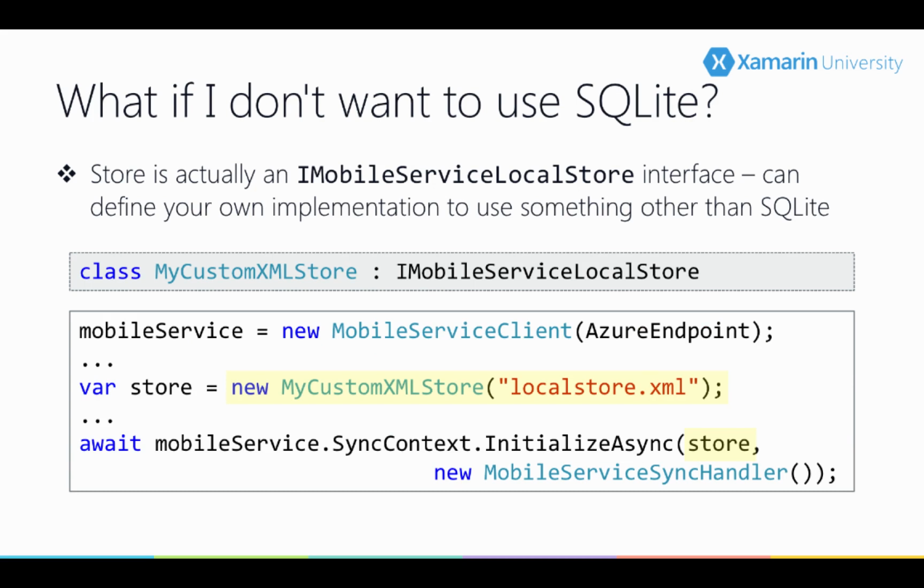Now, we mentioned before that you can provide a different database storage technique. The way we would do that is to provide a different implementation of the database store to the SyncContext.Initialize method. The local store is just an interface that you can implement with a set of CRUD methods. Here we've got an example XML store that we might want to use. You can also derive from the built-in abstract class MobileServiceLocalStore to get a partial implementation.